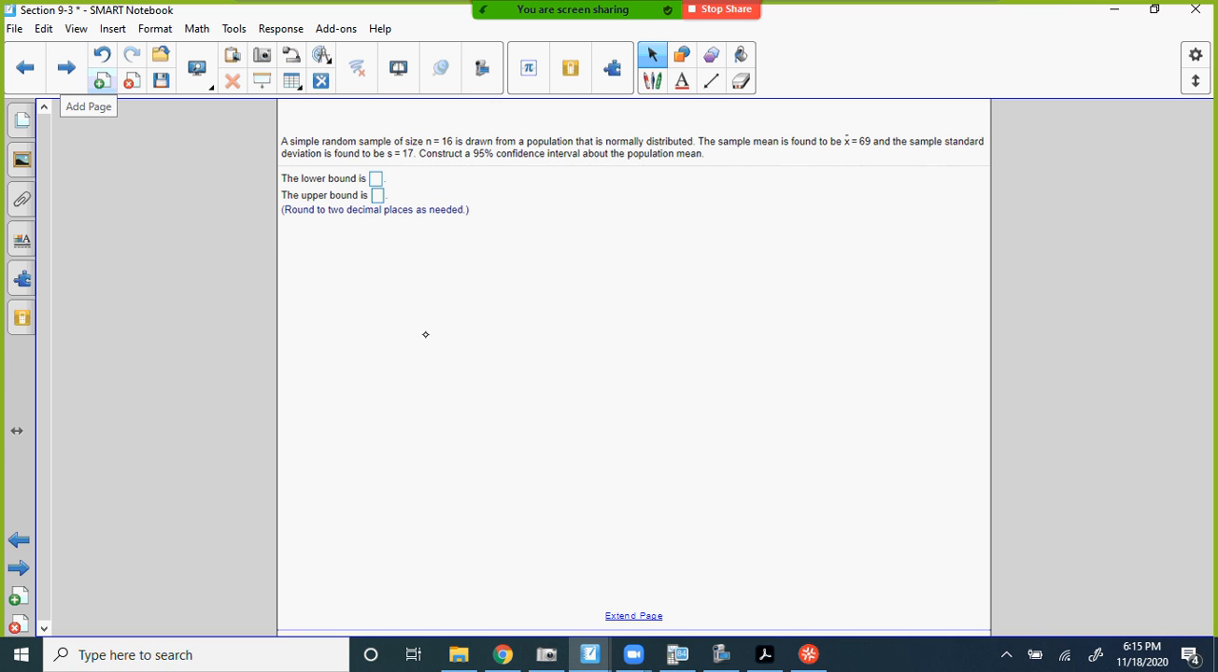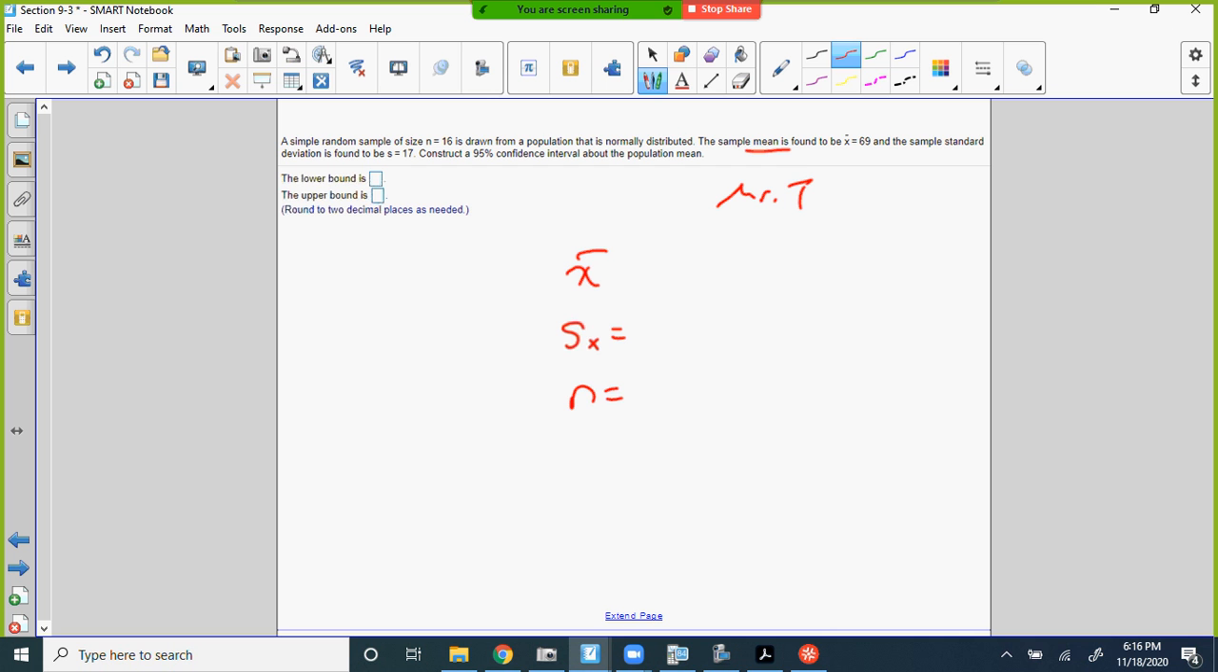Let's look at this one. A simple random sample of size 16 is drawn from a population that is normally distributed. Okay, that could be a T or a one proportion. The sample mean, boom, right there. I can stop. This ought to be what type of confidence interval? It's a mean, Mr. T, right? Mr. T's mean. So you've got x bar, you've got Sx, you're going to have to know the n, and then you're going to have to know the confidence level.